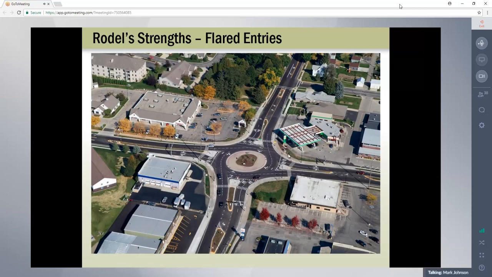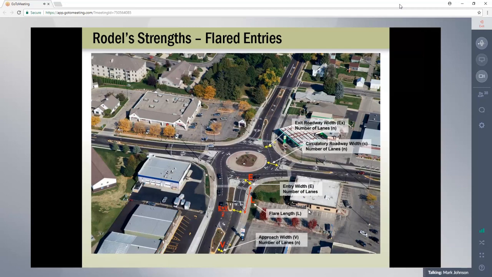This is a flared entry design that is one of the strengths of Rodel, allowing for the modeling of the approach roadway width, the entry width, and the flare length over which you are widening from that single lane approach to a 2-lane entry. You identify the laneage in Rodel in terms of how many entry lanes, how many circulating lanes, and how many exit lanes.